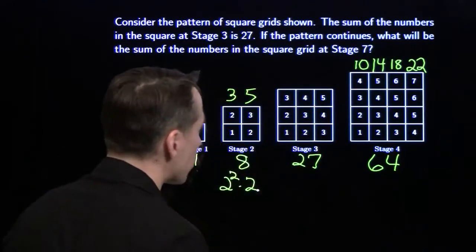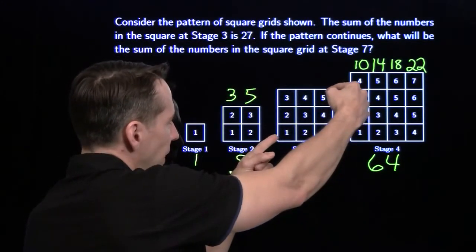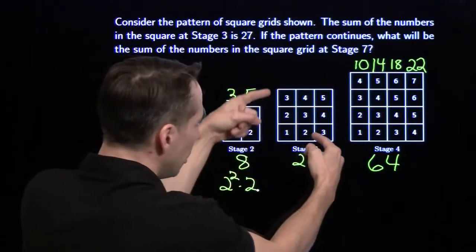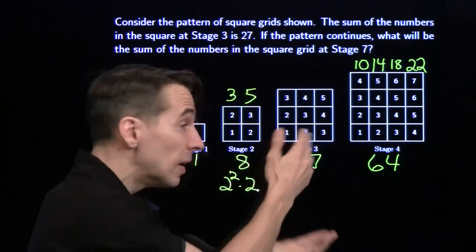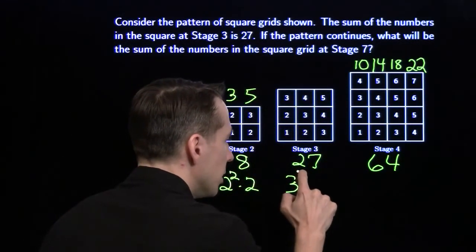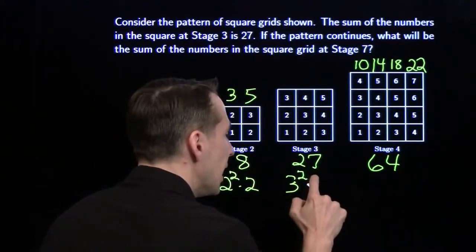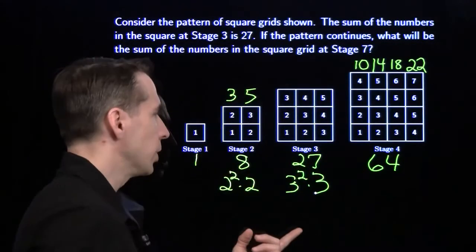Well, now let's look at the next grid. Same thing, nice and equally spaced out numbers here. 1 and 5 average to 3. 2 and 4 average to 3. 3 and 3 average to 3. 2 and 4 average to 3. Here I've got 3 squared numbers in the grid, because it's a 3 by 3 grid. They average to 3. So their sum has to be 3 squared times 3, 3 cubed.